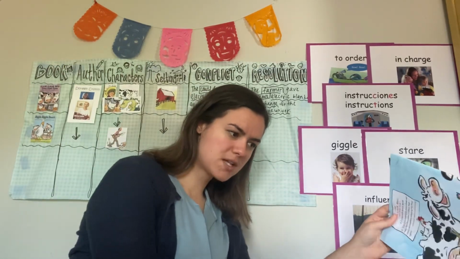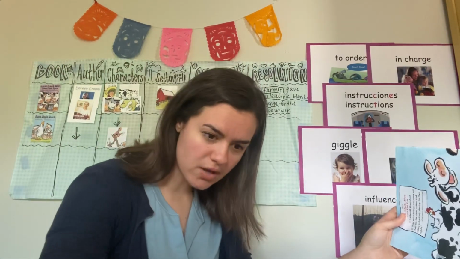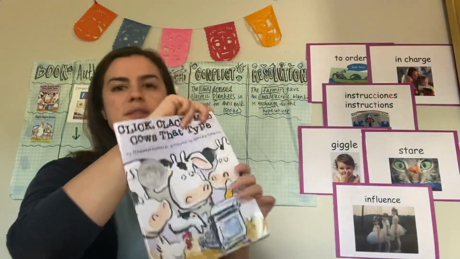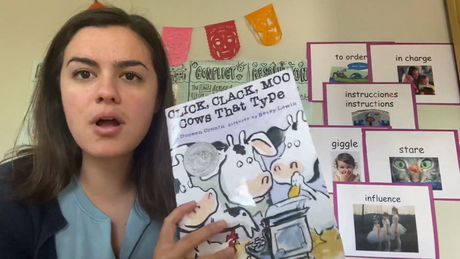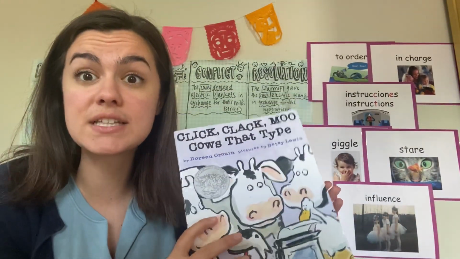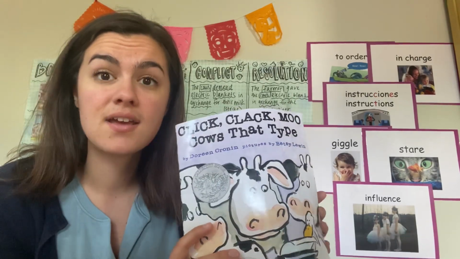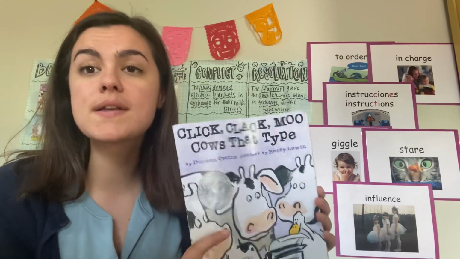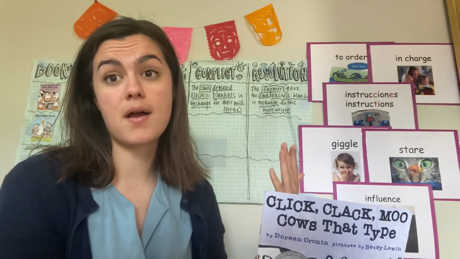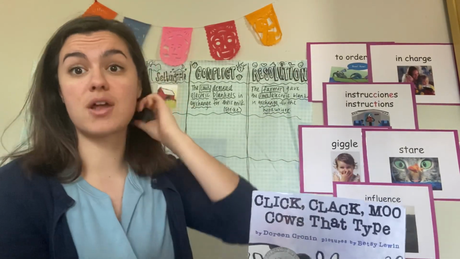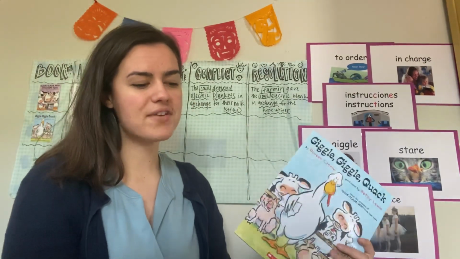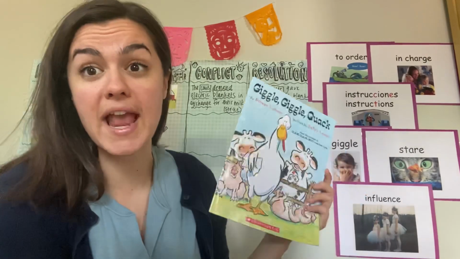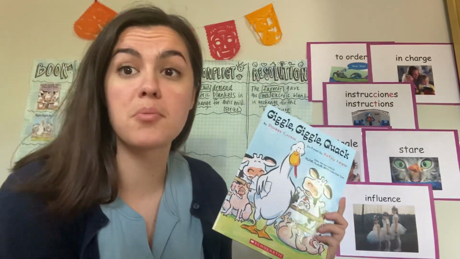With Click, Clack, Moo, which I also have, the problem is pretty easy to figure out. The problem is that the cows are demanding electric blankets, and they won't give their milk and eggs until they get it. And the resolution is that Farmer Brown agrees to give them their electric blankets. In Giggle, Giggle, Quack, the problem that we have isn't so much of a problem for the animals, but it is a problem for Farmer Brown.